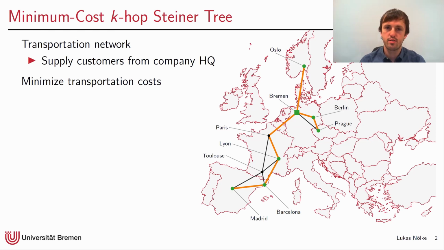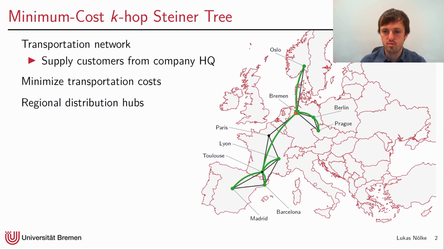However, in practice, you may have additional constraints, and you may, for instance, want to first go from your company's headquarters to some regional distribution hub, and only then to the customers. So for instance, from Bremen, we would go to Oslo directly, but we would go first to Berlin, have here our regional distribution hub, and then to Prague. And we would go from Bremen to Toulouse for our regional distribution hub in France, and from there deliver goods to customers in Lyon, Barcelona, and Madrid. So this would be then, since we are having two hops from our headquarters, first to the regional distribution hub and then to the customers, a two-hop Steiner tree.